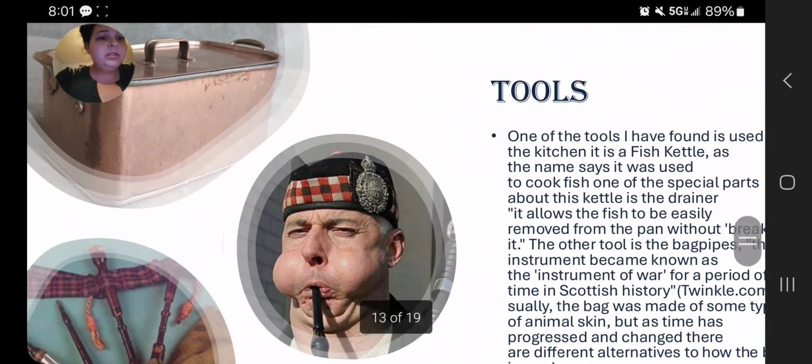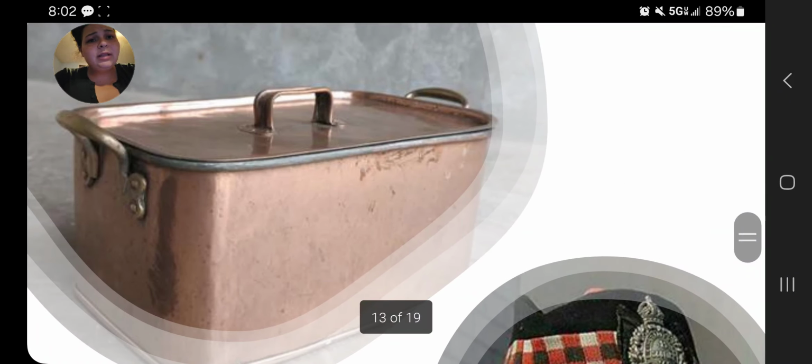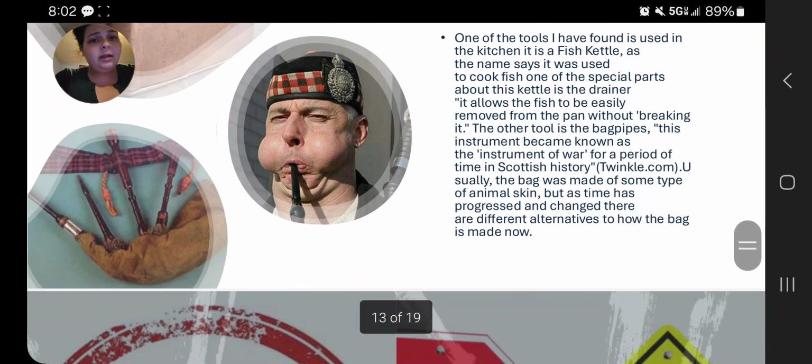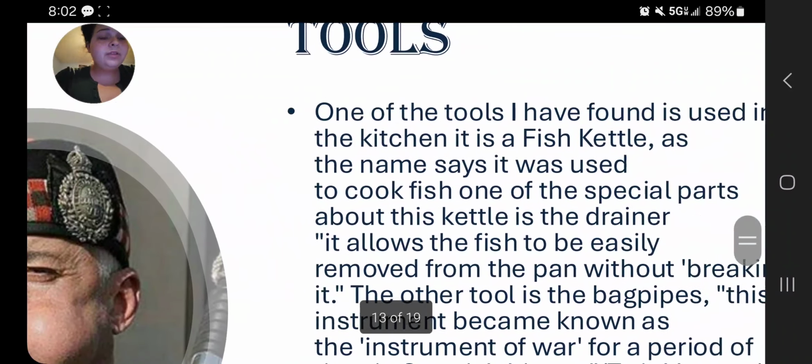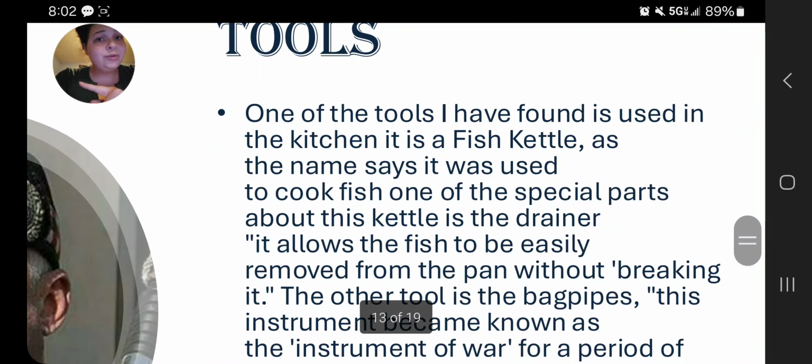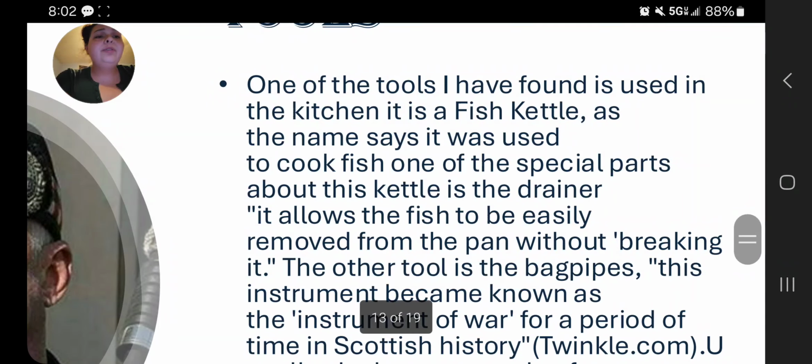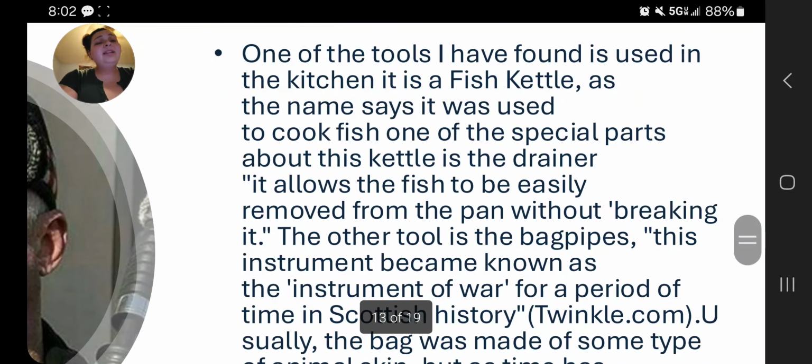And tools. So this right here is one of the tools I would be talking about. And also the bagpipes are another tool I would be talking about. So the first tool I would be talking about is actually the kettle that you just saw, and it is copper. It's actually a kitchen utensil, and it is called a fish kettle. As the name says, it was used to cook fish. One of the special parts about this kettle is the drainer. It allows the fish to be easily removed from the pan without breaking it. I think that's pretty inventive.